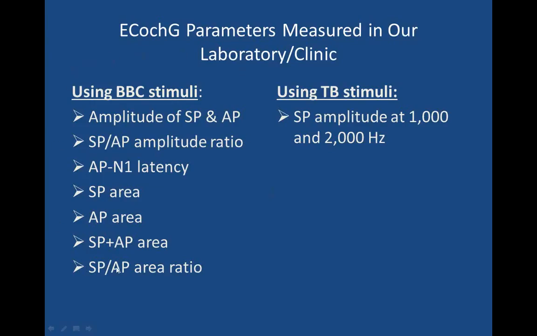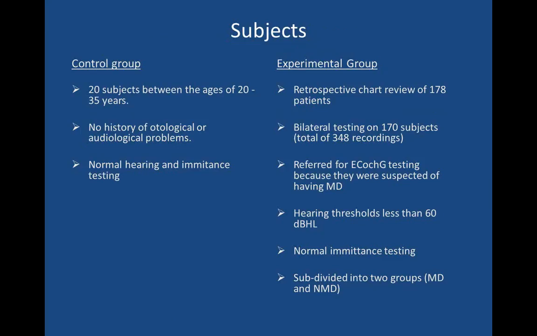And what we measured at the time, and all of our electrocochleograms, were all these features: the amplitude of both components, the areas of both components to form the amplitude and area ratios. We looked at N1 latency. We looked at the SP amplitude at 1,000 hertz and 2,000 hertz tone bursts, etc. Standard protocol for doing a Meniere's workup with ECochG.